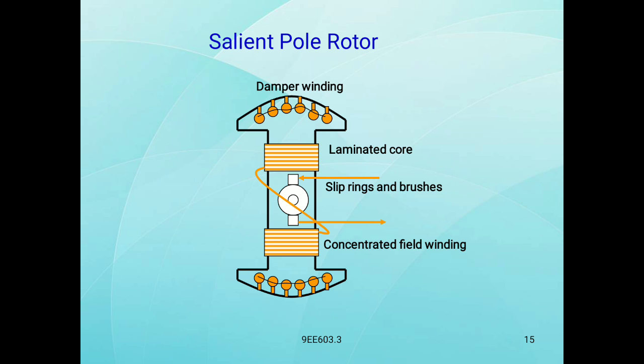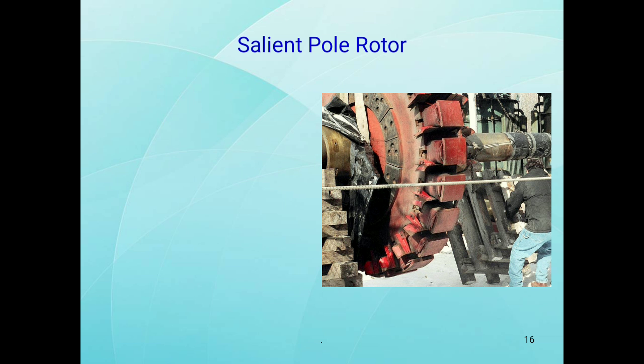Here, the salient pole rotor. Observe this figure: damper windings are on the faces of the poles, the shoes of the poles, and here are the laminated core, slip rings and brushes. Very important, this is the concentrated field winding, and damper windings also. This is the salient pole rotor.